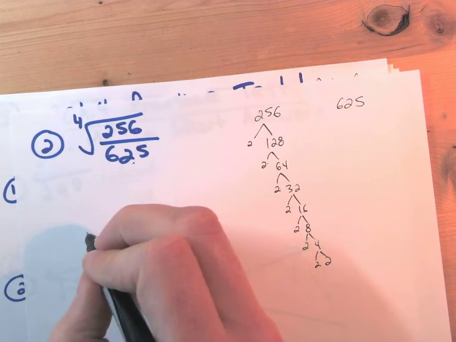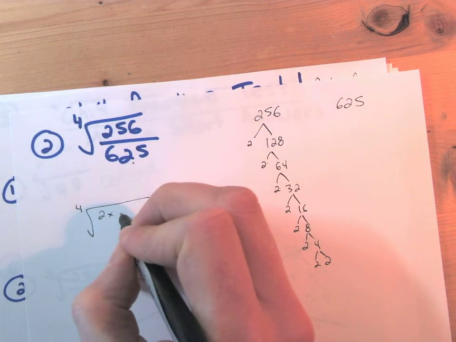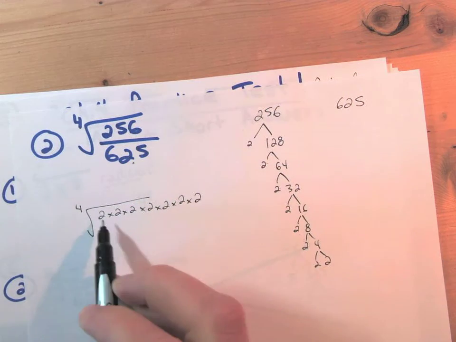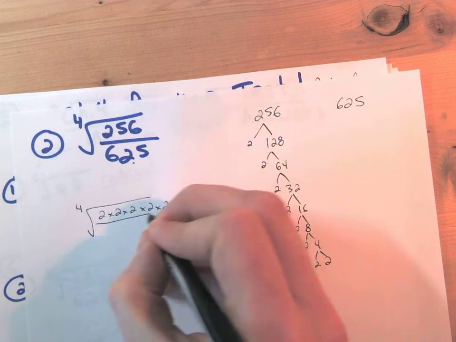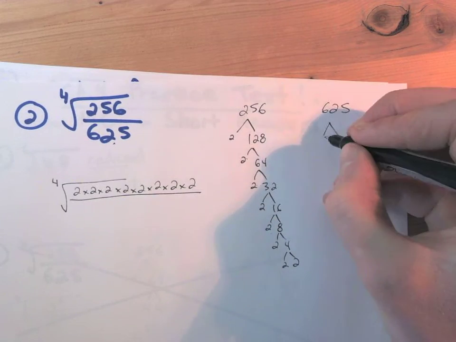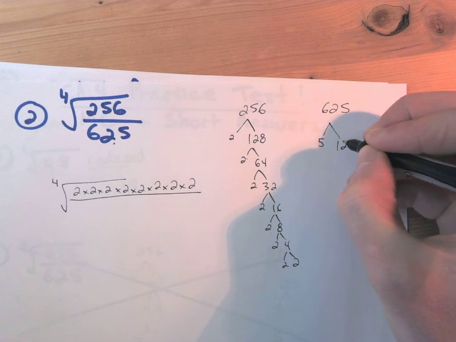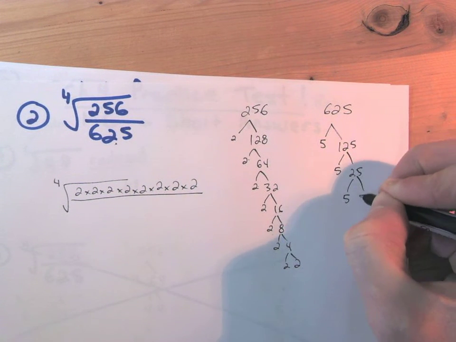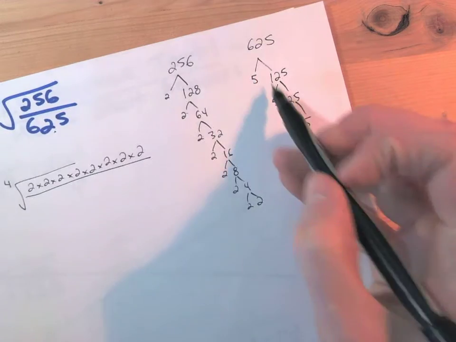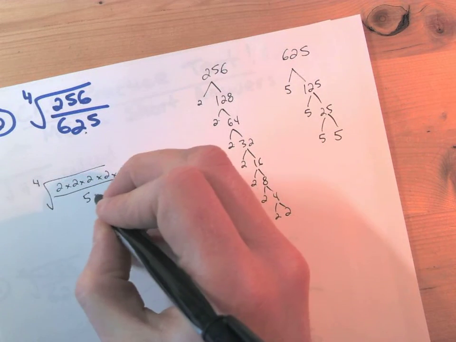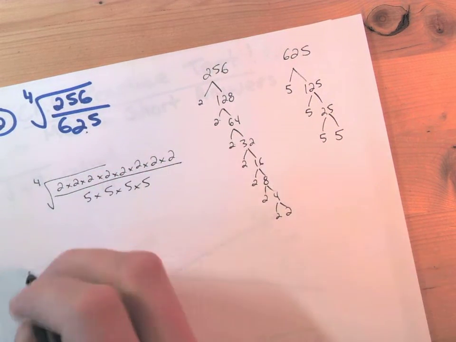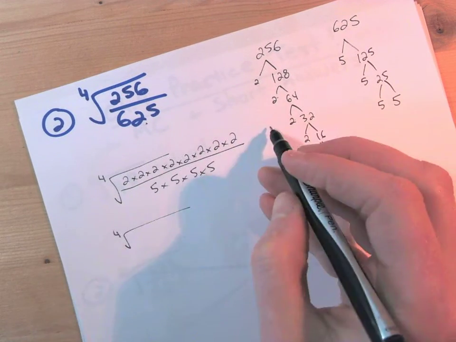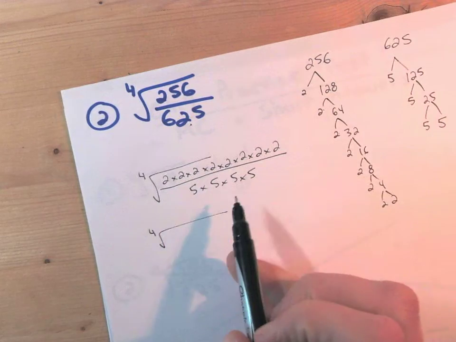So let's rewrite this top one. Let's see, do we have 8? Not yet. One more. And then the 625 is not as bad. We can break it down. There you go. So now this is 4 5's. So the bottom's going to be 5 times 5 times 5 times 5. And now we have the fourth root of 8 2's over 4 5's.